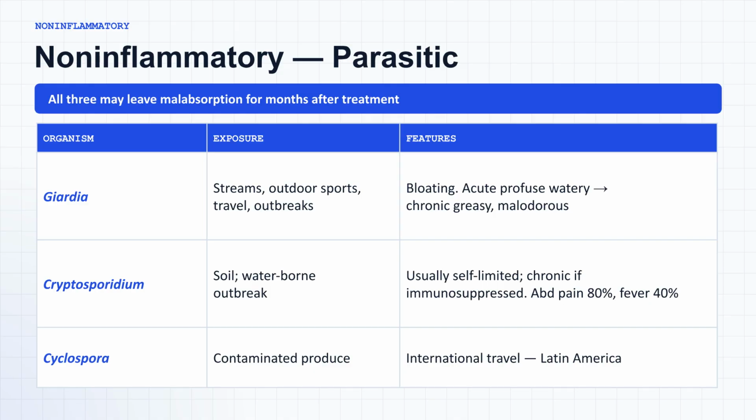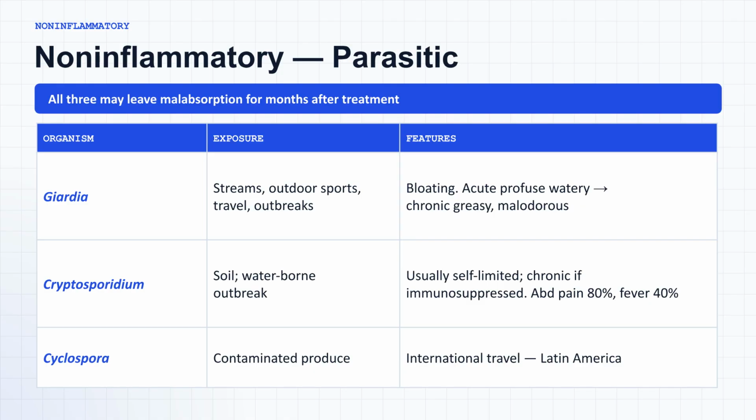The non-inflammatory parasites. Giardia comes from streams and outdoor sports, from travel, and from outbreaks. Bloating is the giveaway. It starts profuse and watery and can turn chronic, greasy, and foul-smelling. Cryptosporidium lives in soil and causes waterborne outbreaks. It is usually self-limited, but becomes a chronic infection in the immunosuppressed patient.